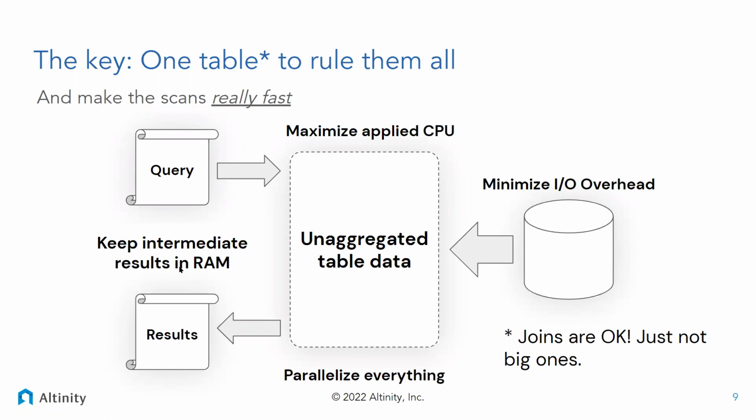Now, I want to stress it's fine to have joins. There's no problem having joins, and ClickHouse, contrary to popular belief, actually does joins pretty efficiently. It's just you don't want them to be big. So you want a fact table, and then ideally relatively much smaller tables alongside.